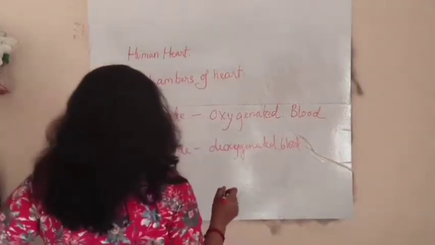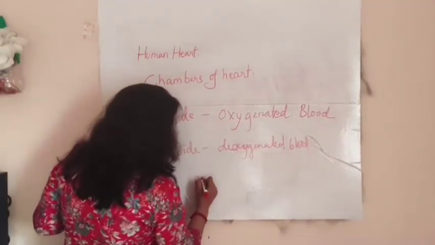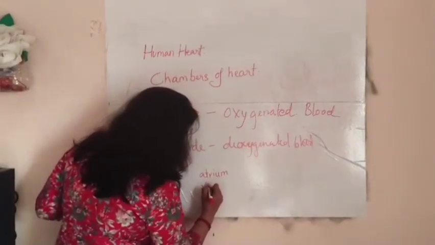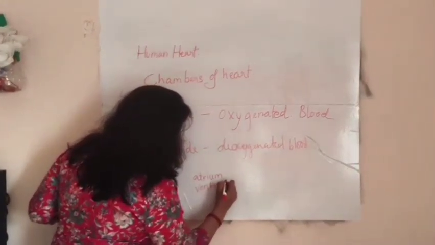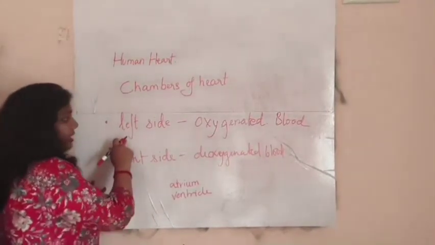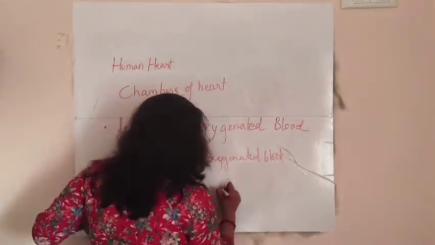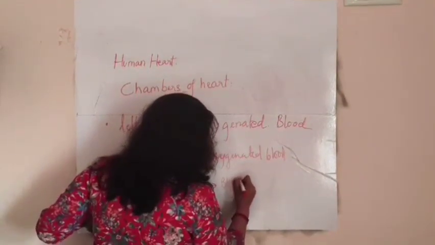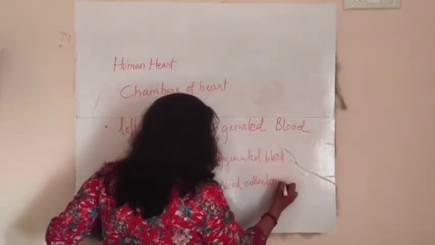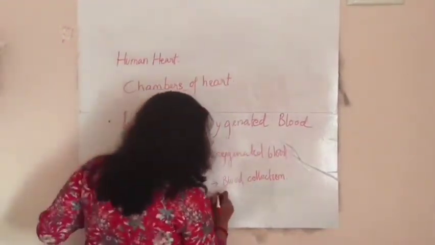Now, as for the four chambers, both sides have chambers called atrium and ventricles. Okay? So we have a left atrium, a right atrium, a left ventricle and a right ventricle. Atria are usually the blood collection centers, and ventricles are the zones from where the blood is pumped.